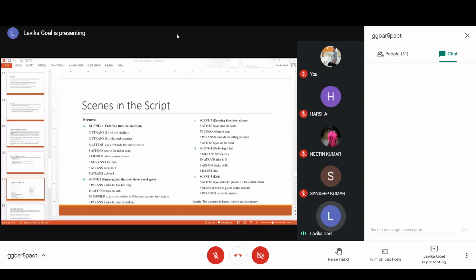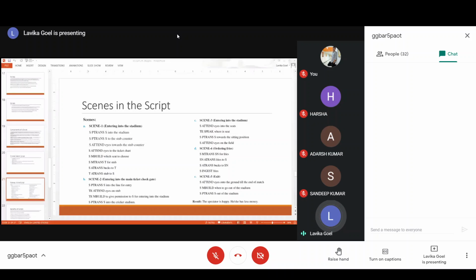So that is why we are not very concerned about how we convert each sentence into a CD representation, because that we already know, right? So this is also okay, but if you convert each sentence into CD, that is also good. So after these scenes are over, the result would be the spectator is happy and he has less money. So these are the two post conditions, or the result, of the script. First condition is spectator is happy, and the other thing is he has got less money.